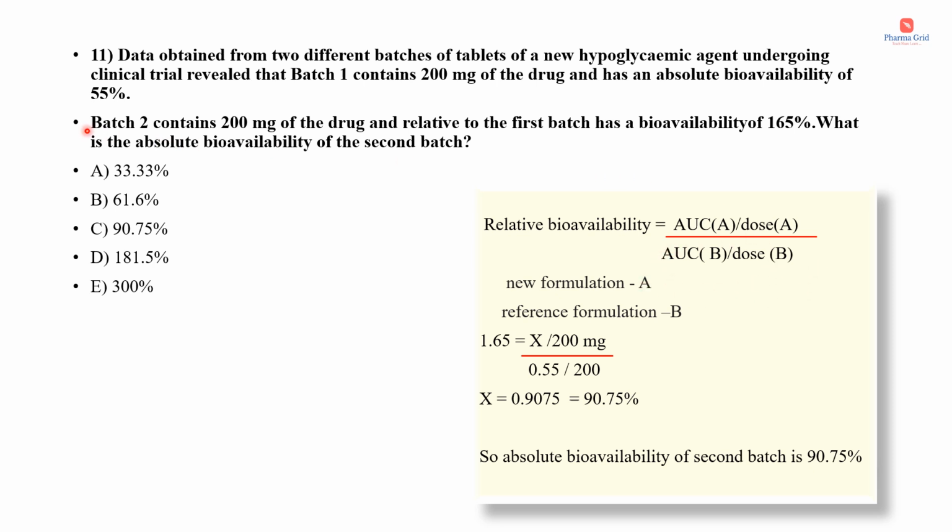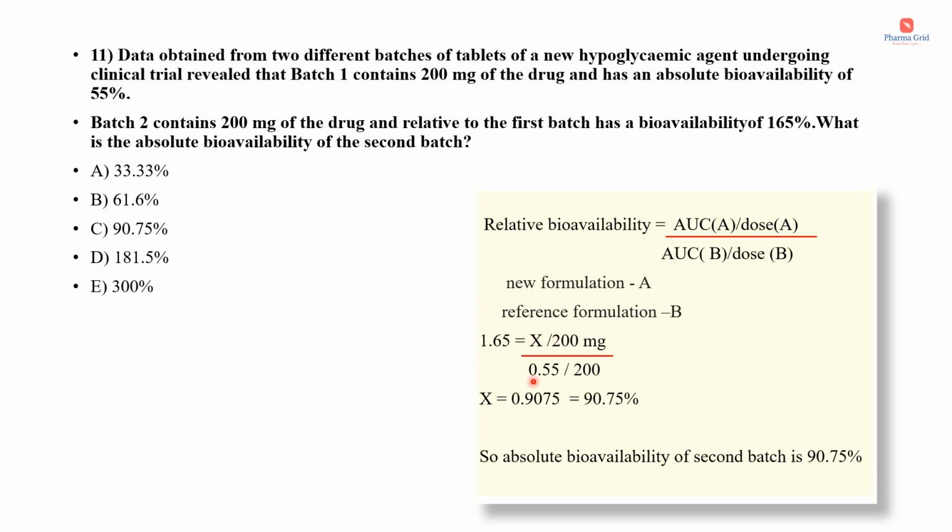And next, take the case of batch 2. Batch 2 contains 200 mg of drug, so the dose of batch 2 is also given, that is 200 mg, and related to the first batch it has a bioavailability of 165%. So here the relative bioavailability of the second batch is given. 165% means 165 divided by 100, that is equal to 1.65. It is a relative bioavailability.